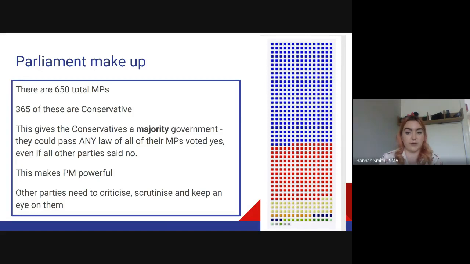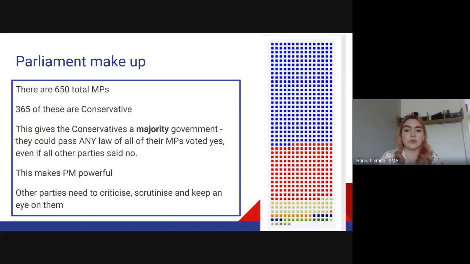What's the point of the other parties? What's the point of all that red, yellow, orange? Why are they there? Their job is to hold government to account. That means they don't just go, oh, well, we lost, Boris Johnson will have his way, what a shame. Their job is to go, hold on, Prime Minister, you've not given us the full information. You can't just say that and not justify it. They have to criticise and scrutinise.